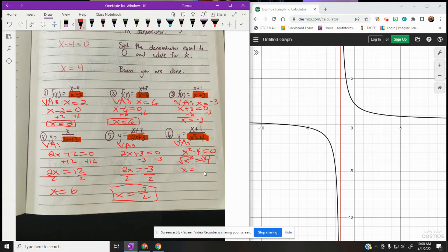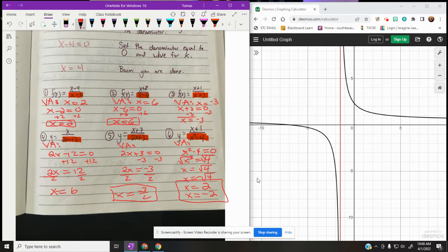Now remember, when I take a square root, I'm going to have two answers. I'm going to have the positive set, and I'm going to have a negative set. So that means the square root of 4 is just 2, and the square root of 4 would also be negative 2. So on number 6, I am going to have two vertical asymptotes.